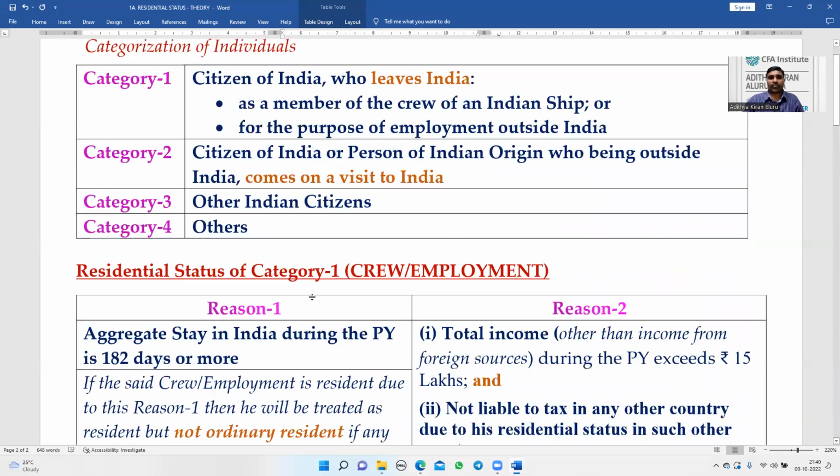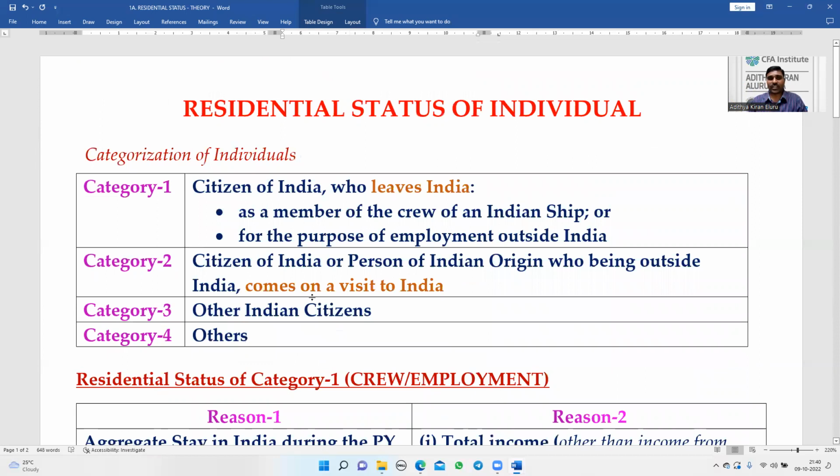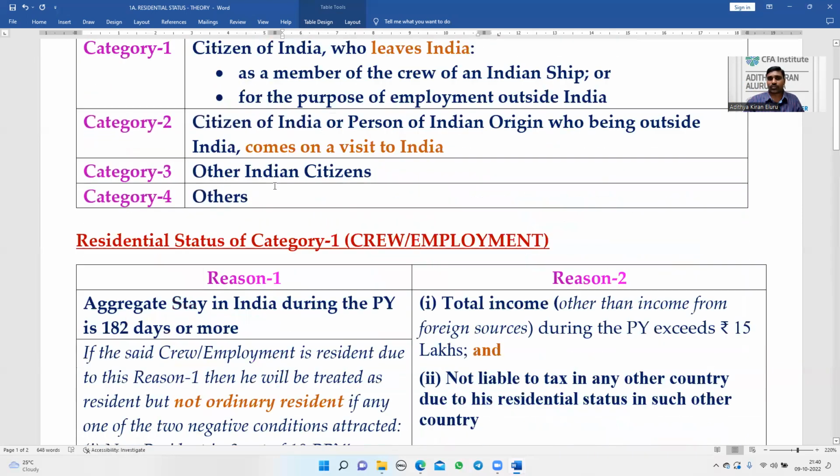Okay, right. So this is the way I have classified the residential status of an individual into 4 categories of people. In the coming lectures, we'll discuss problems based on these 4 categories of people.